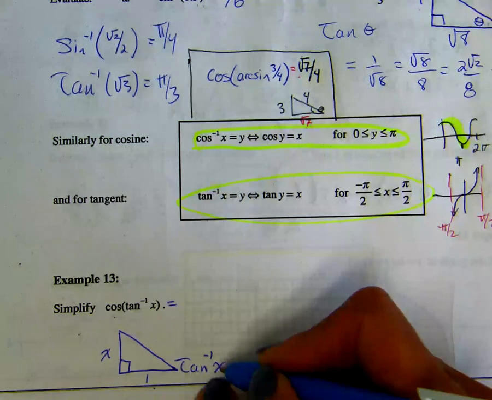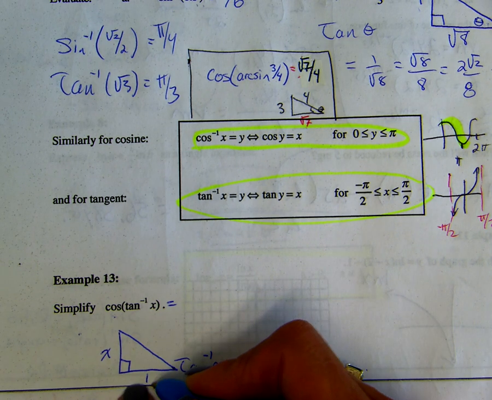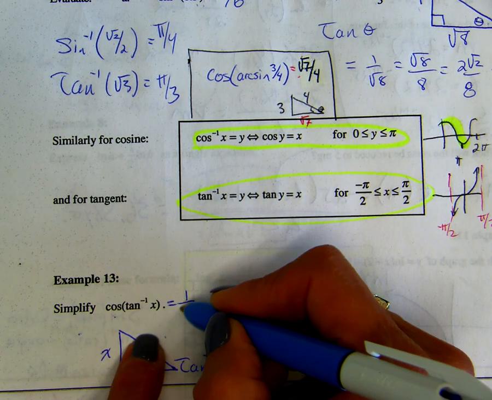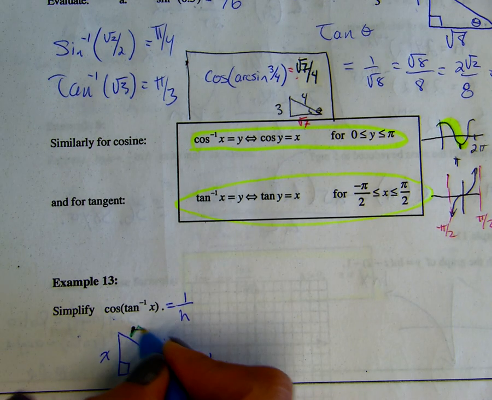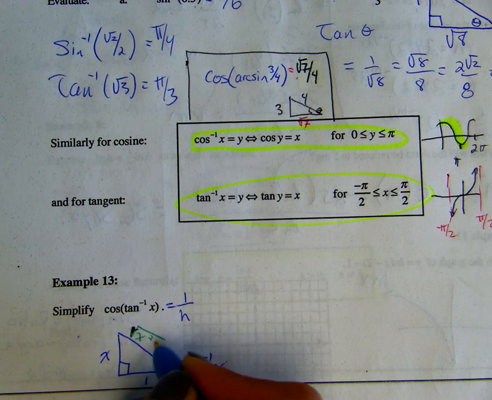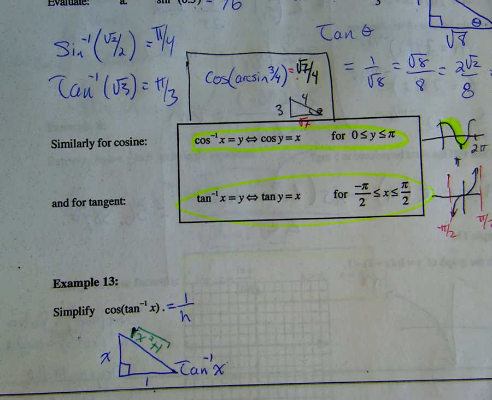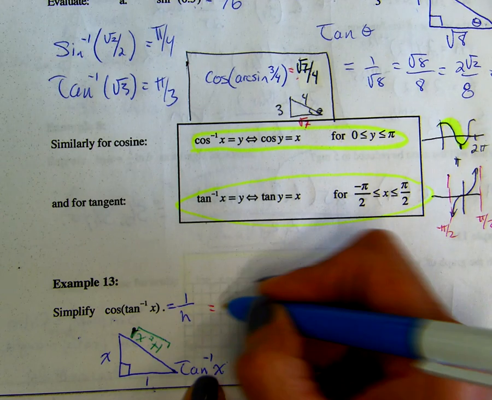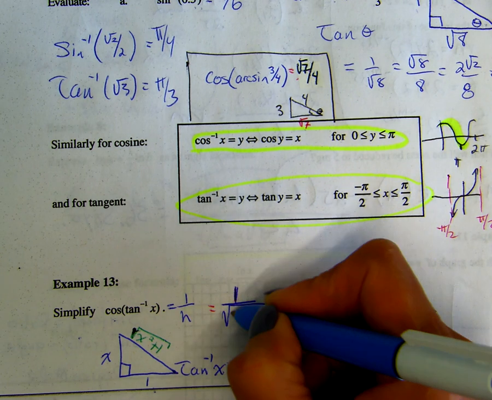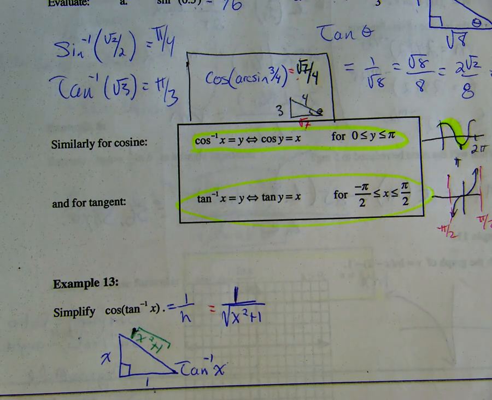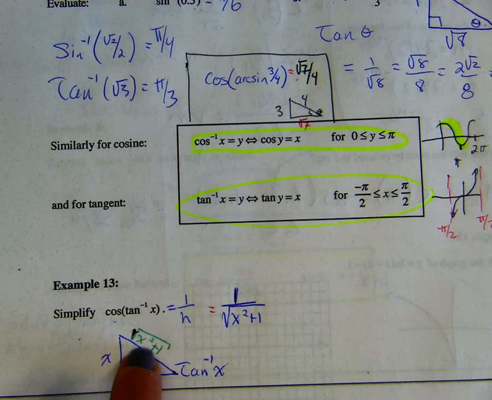Well, the cos of this angle is adjacent over hypotenuse. What is the hypotenuse? Pythagoras: it would be the square root of x squared plus 1 squared, or x squared plus 1. So what is the cos of this angle? It is 1 over the square root of x squared plus 1. A squared plus b squared equals c squared.